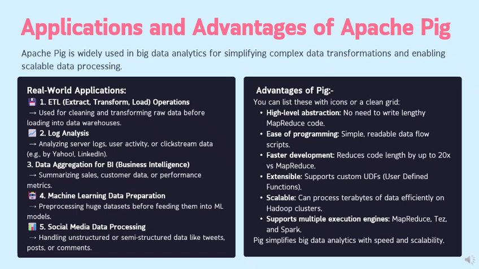And now the advantages. It is a high level abstraction, so no messy Java code. Easy and readable. Faster development, scripts are up to 20 times shorter than MapReduce. Extensible through UDFs. Scalable. Handles terabytes easily and runs on MapReduce or Spark engine. Basically, Pig simplifies big data work and saves tons of time.